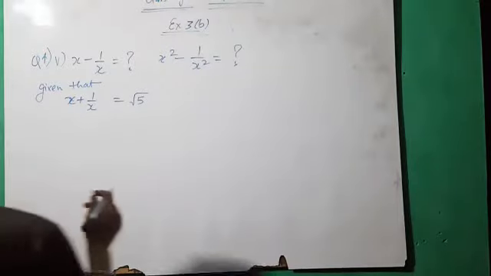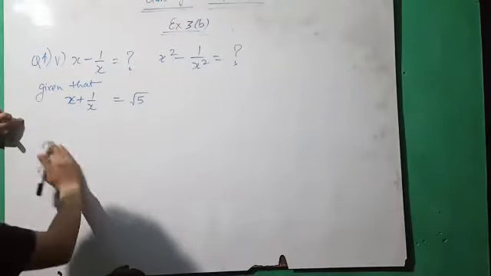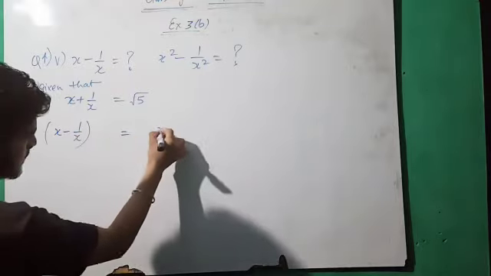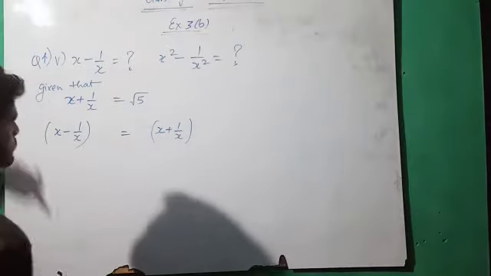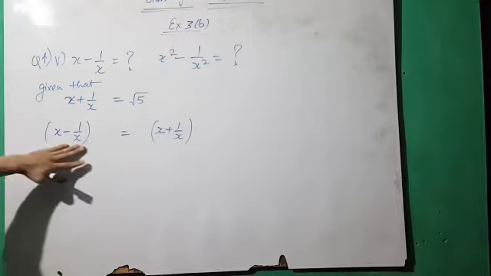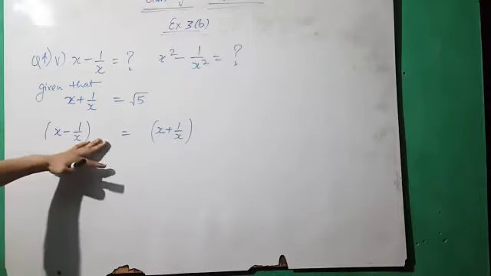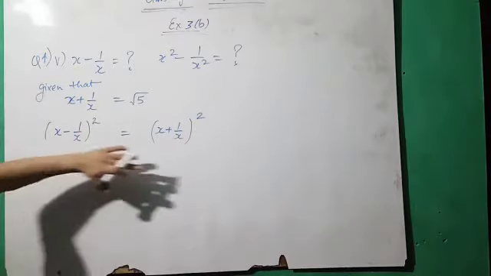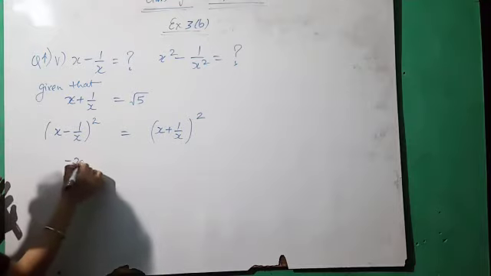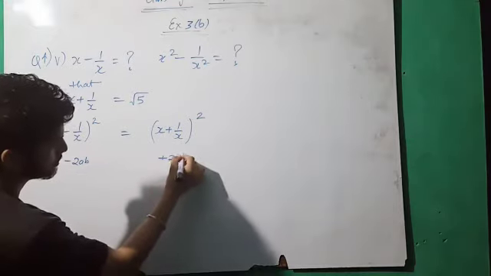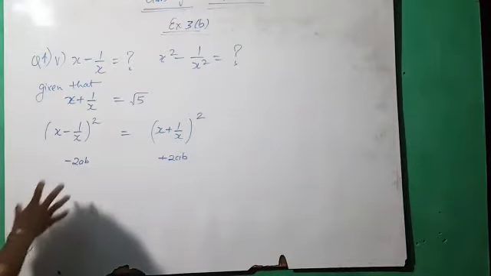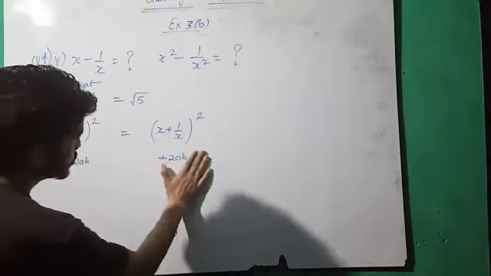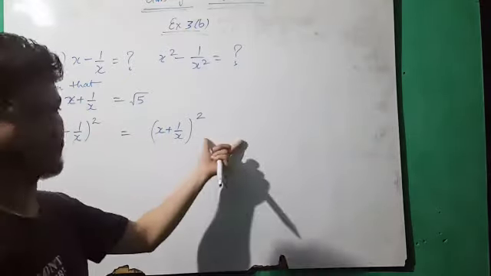In this part we require the value of x minus 1 by x, and we have x plus 1 by x. Directly we cannot find this value. For this we have to square on both sides, but both are not equal, because this term contains minus 2ab and this term contains plus 2ab. So if you want to equate both the terms, left hand side equal to right hand side, what do we need to add or subtract in this part?